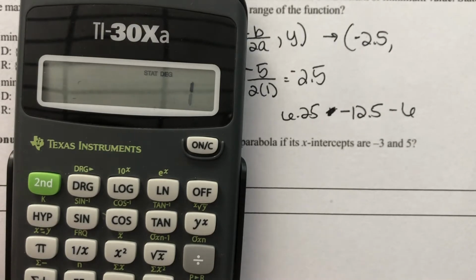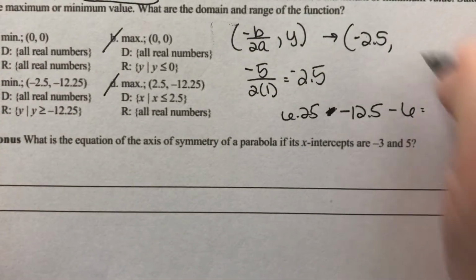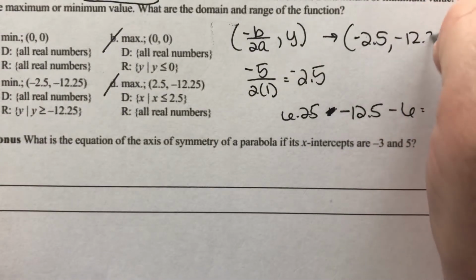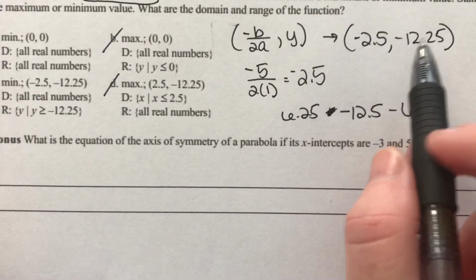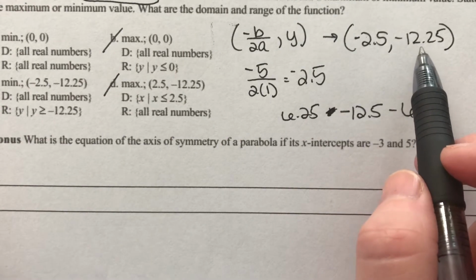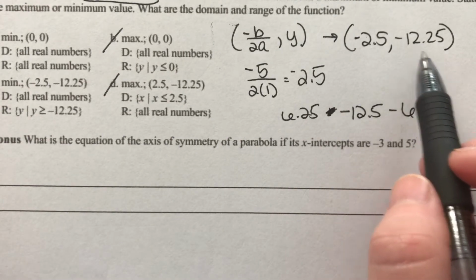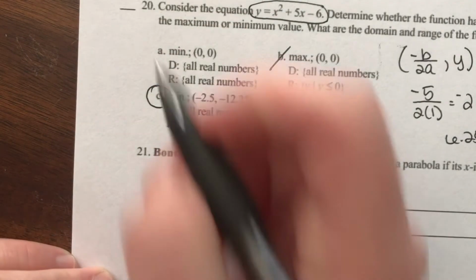6.25 minus 12.5 minus 6 equals negative 12.25. Negative 12.25. So our vertex, our minimum, should be at negative 2.5, negative 12.25. Right, so it's this guy, C. Yep.